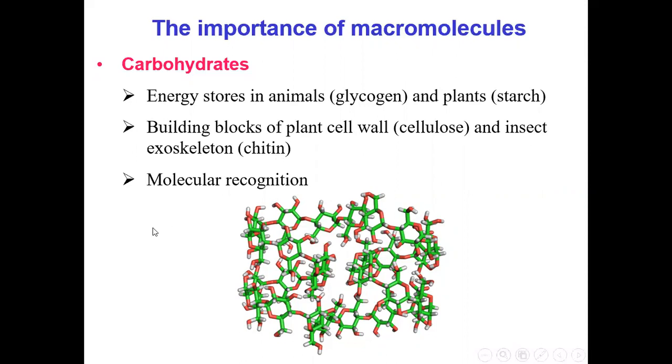And finally, certain carbohydrates are involved in molecular recognition. You can find them on the surfaces of cells bound to lipids or proteins, and they allow cells to recognize other cells and also other molecules.